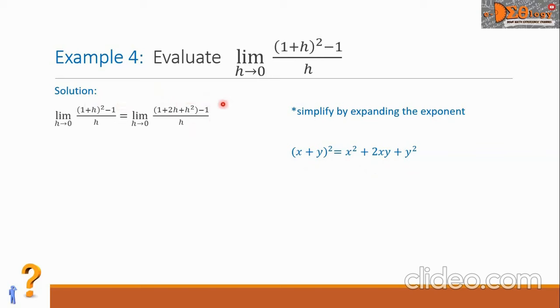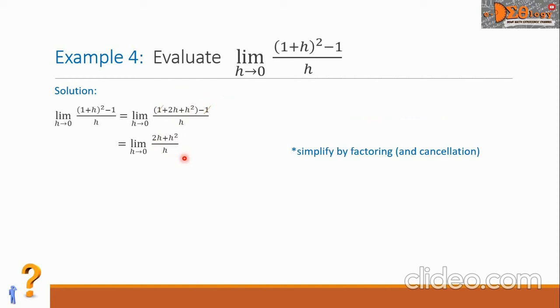To simplify our numerator, we can see that there is a positive 1 here while there is negative 1 in here. These two numbers will zero each other. So our function now becomes 2h plus h squared all over h. At this point, we can now simplify by factoring and later look for possible cancellation. In our numerator, there is a common term, that is h. So we pull it out. Our numerator now becomes h times the quantity 2 plus h all over the denominator, which is h.